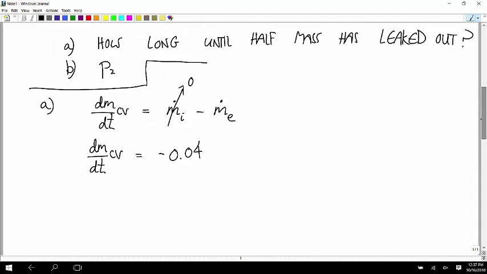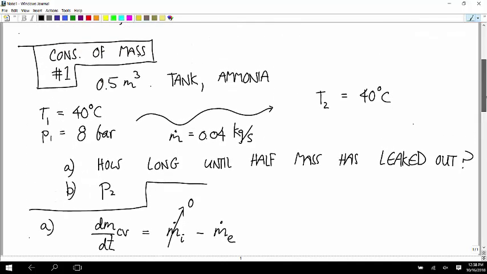So we can separate variables here. dm_cv is equal to negative 0.04 dt and integrate. That's where we're going to go. But first we have to know the mass that's in the tank because, like, if the mass it started with was 0.04 kilograms, this would leak out in 2 seconds or whatever. So first we have to figure out the mass.